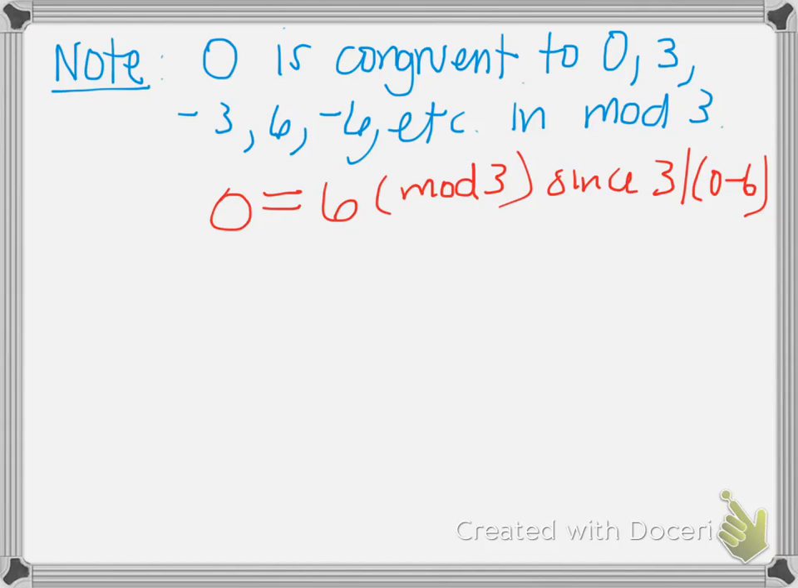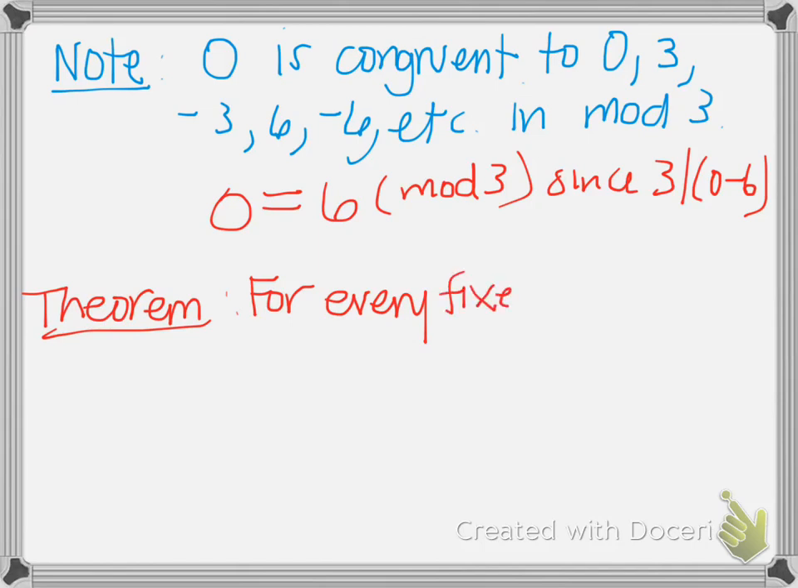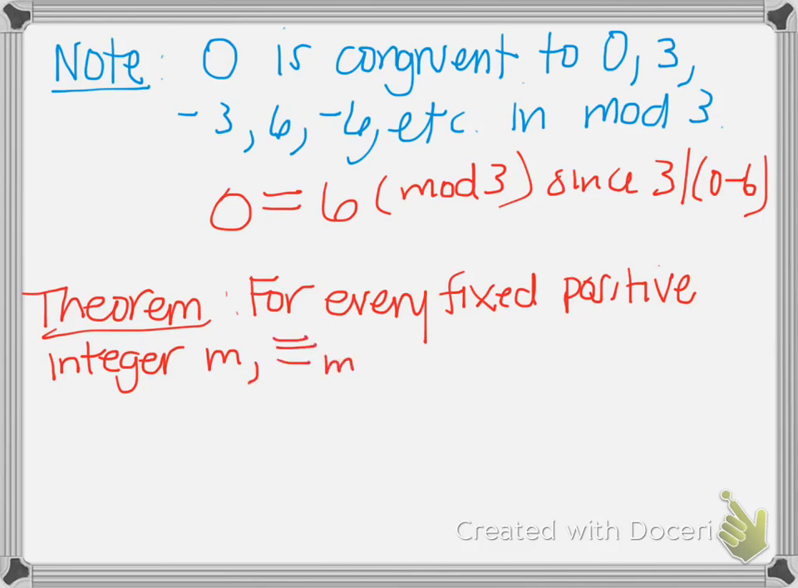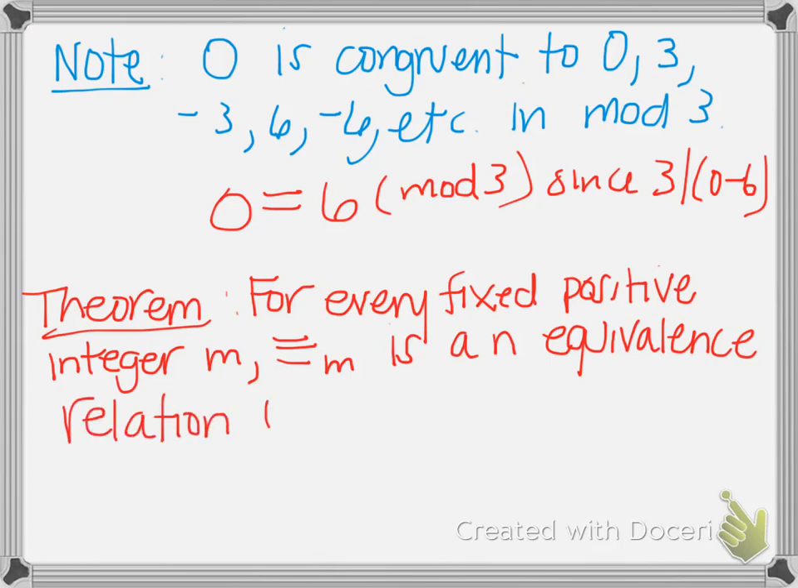Okay, so we have a theorem that we're actually going to prove. That theorem says for every fixed positive integer m, the congruence mod m, the relation we just defined, is an equivalence relation on the integers, on Z.